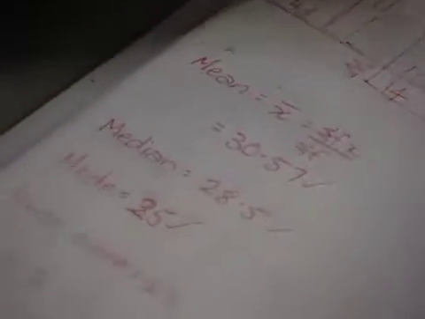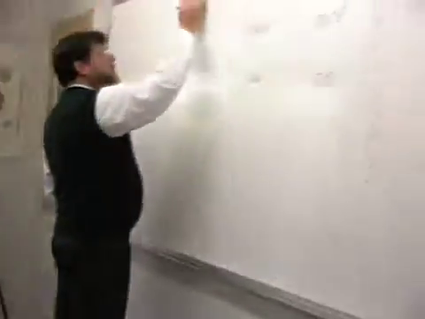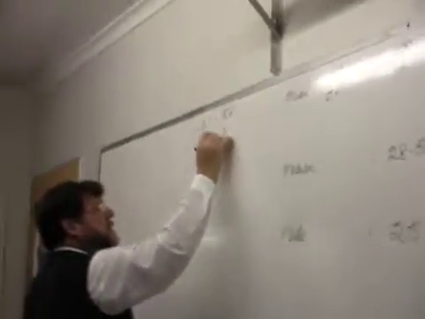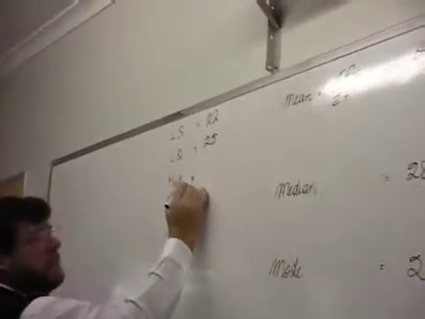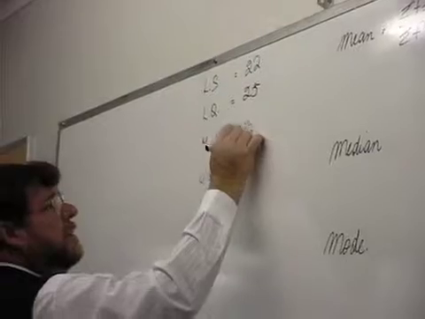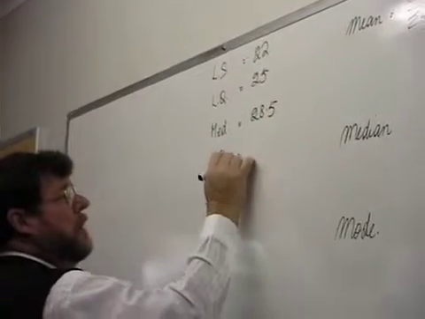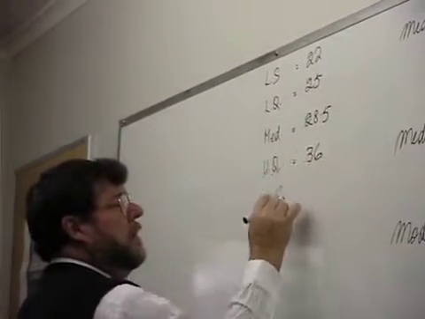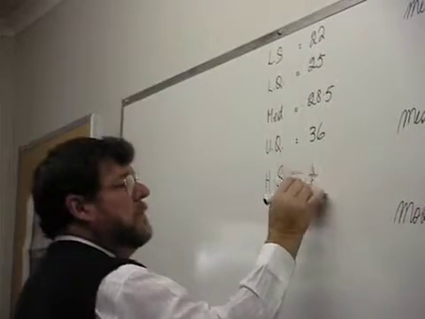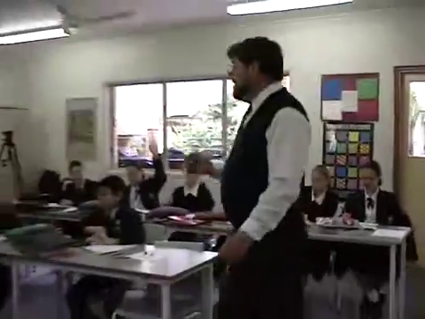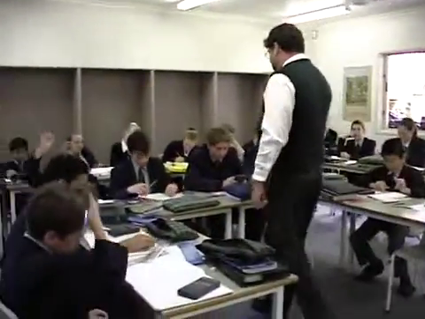Anyone not finished? Okay, let's have a look, please. Michael. Low score, 22. Lower quartile, 25. Median, 28.5. Upper quartile, 36. And the high score, 43. Who agrees with Michael? Well done. Would you now construct a box plot?